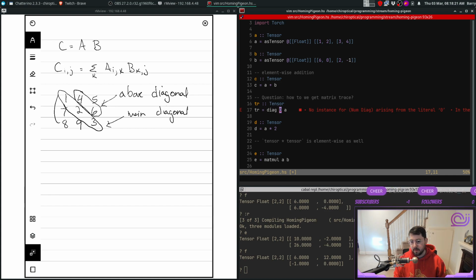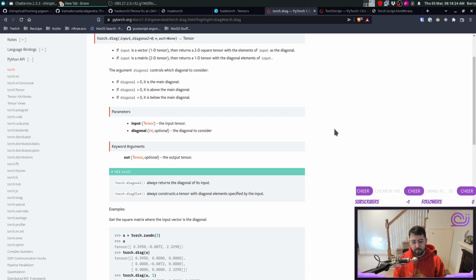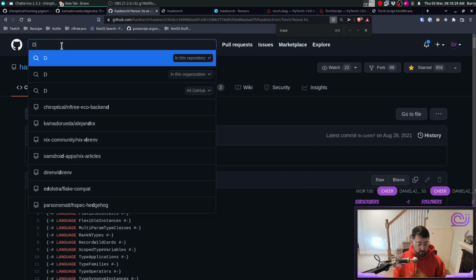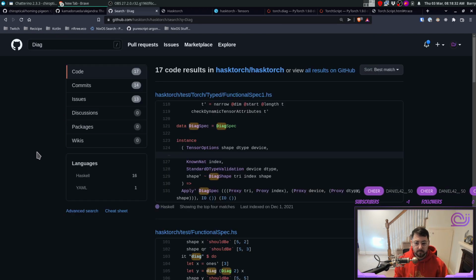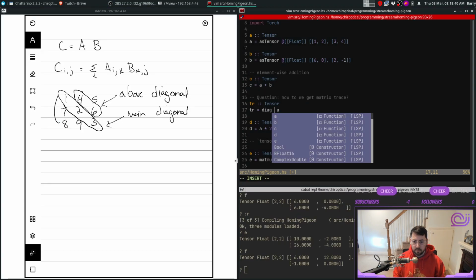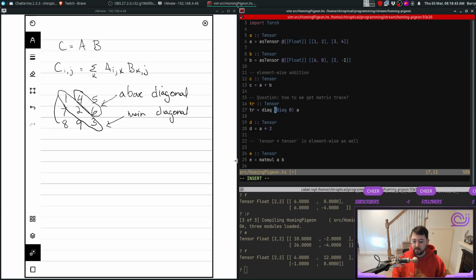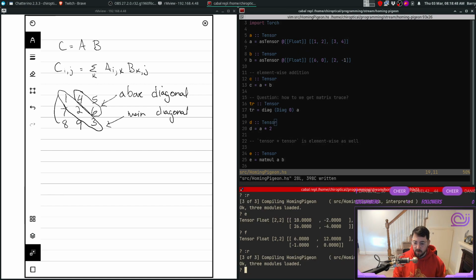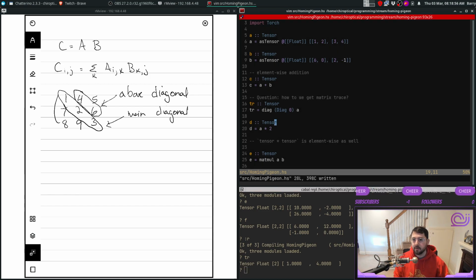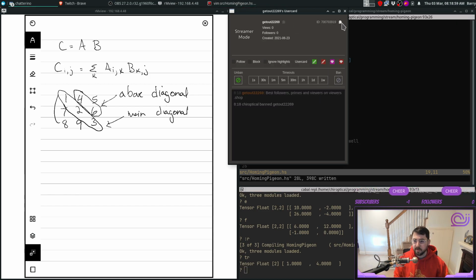Okay, so diag is like an actual type. So diag. Oh, it takes a number. So it's probably like diag 0. And that should produce a one-dimensional tensor of 1, 4, which is the diagonal 1, 4. That's kind of a funny name.